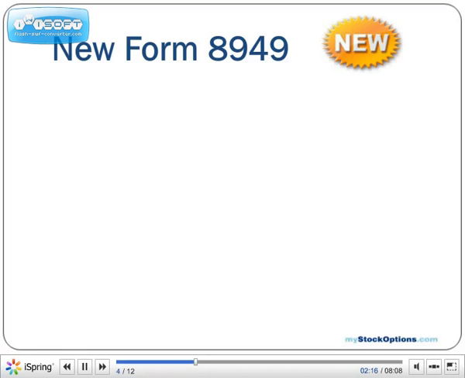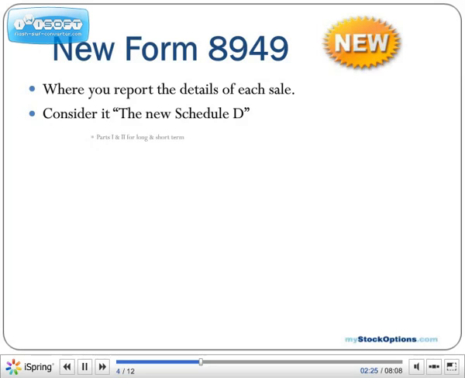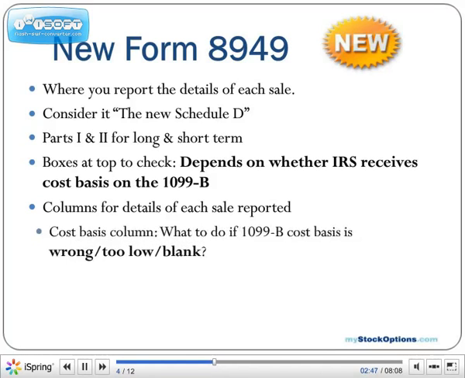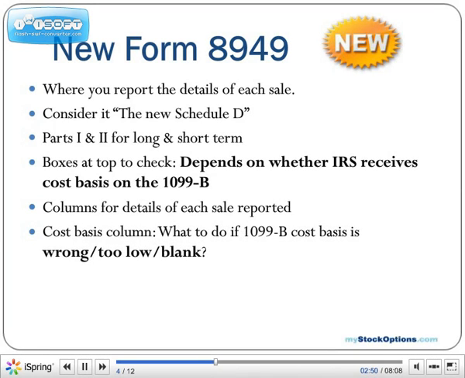The Form 8949 is where you put all the details that you used to put on the Schedule D. They go on this form now. In fact, I'd like to think of it as the new Schedule D. There are different versions of the form for whether you have long-term or short-term sales, and you want to be checking a box at the top depending on whether the IRS got the 1099-B or not, and whether that included the cost basis or not. Then there are columns where you report the details of each sale, and then there's that all-important column for the cost basis, where again the information on the 1099-B could be wrong, it could be too low, or could be blank, and you need to know what to do on the 8949 for these different situations.